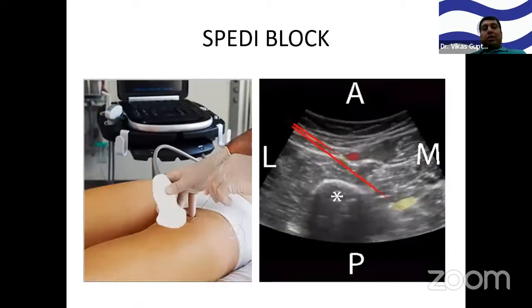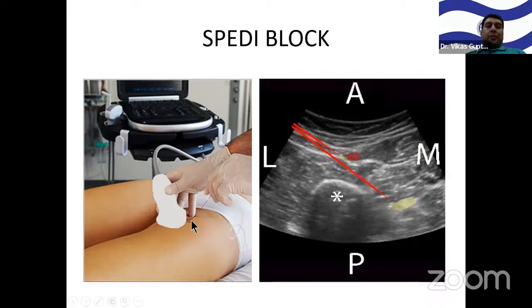Okay. Now a newer block has come, called the SPADI block. What is SPADI? SPADI block is the single penetration dual injection block. In that we can block both nerves with a single penetration, the sciatic nerve and the saphenous nerve. So it is called the anterior approach of sciatic nerve block along with a saphenous nerve block.